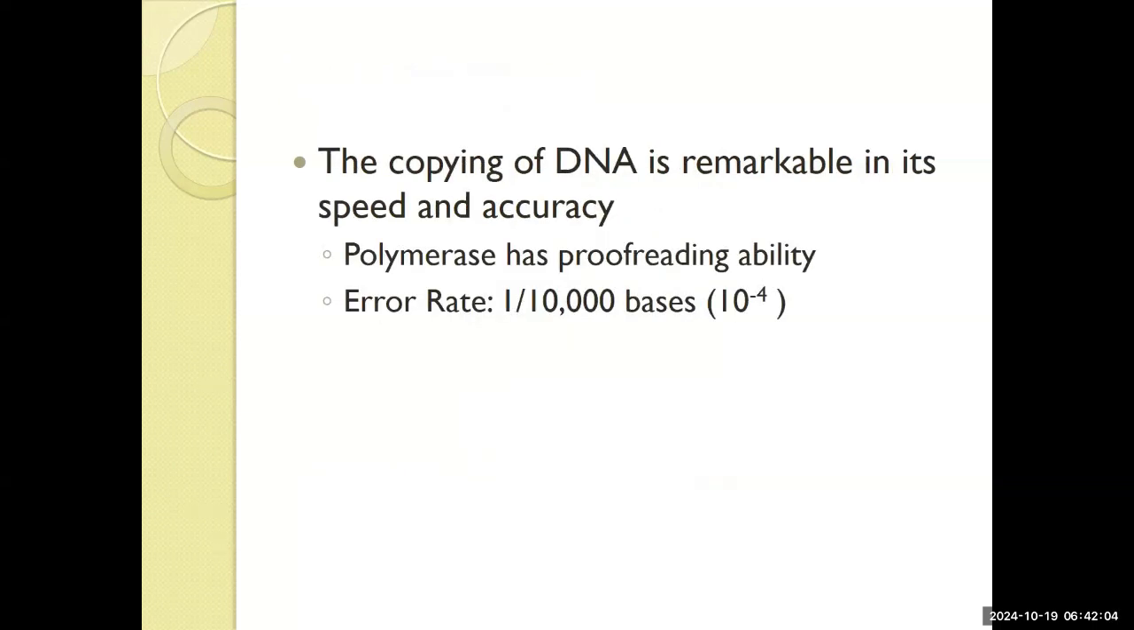The copying of DNA must be remarkable in its speed, and there must be mechanisms in place to help proofread to ensure accuracy. It's not perfect, but the error rate is small. An error roughly 1 in every 10,000 bases. Let's examine 2 of the proofreading processes.